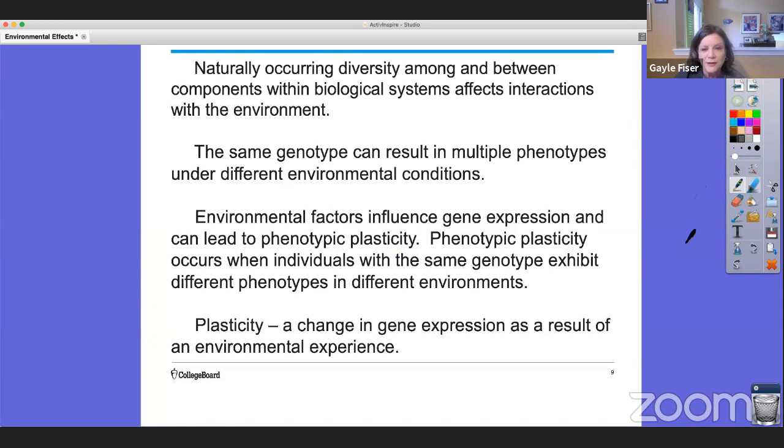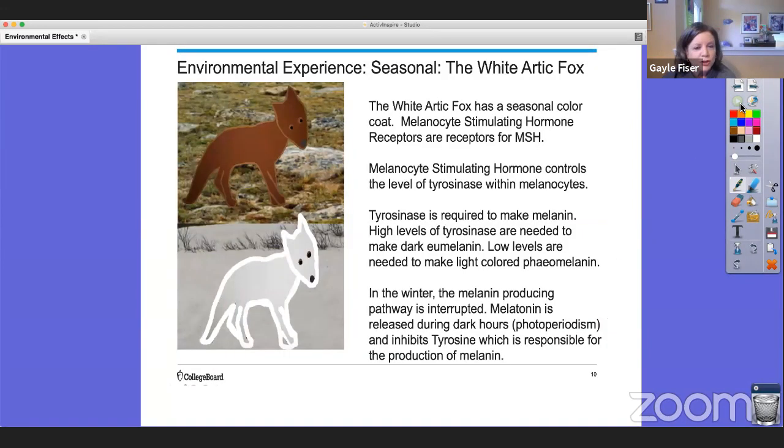Naturally occurring diversity among and between components within biological systems affects interactions with the environment. The same genotype can result in multiple phenotypes under different environmental conditions. Environmental factors influence gene expression and can lead to phenotypic plasticity. Phenotypic plasticity occurs when individuals with the same genotype exhibit different phenotypes in different environments. So plasticity just means a change in gene expression as a result of an environmental experience. So I'm going to take you on a little journey through environmental experiences first.